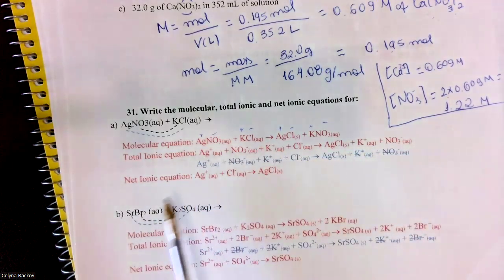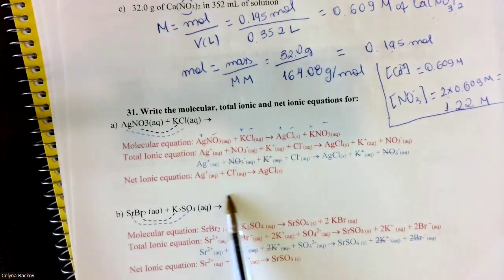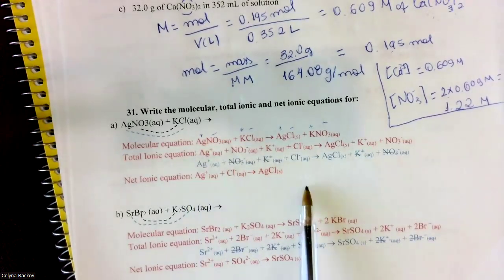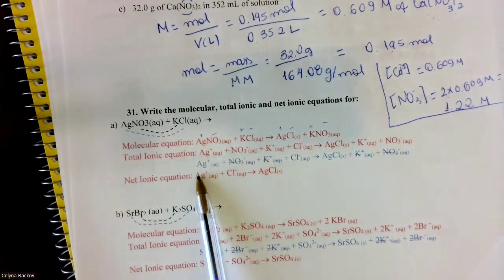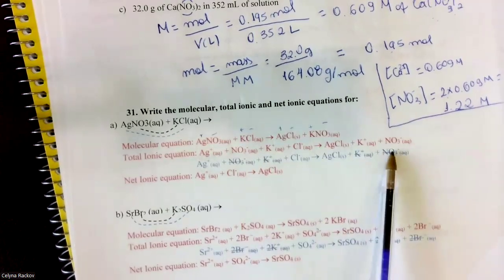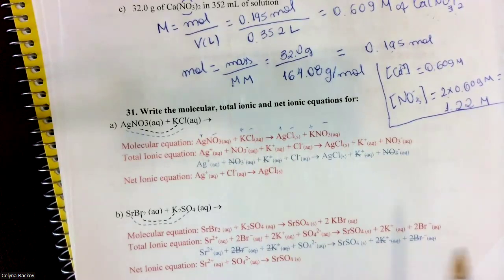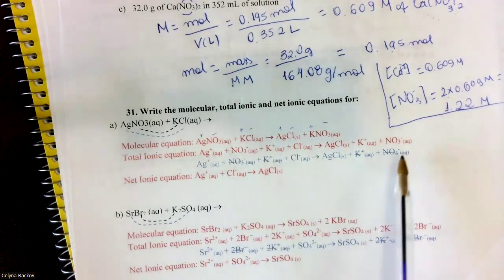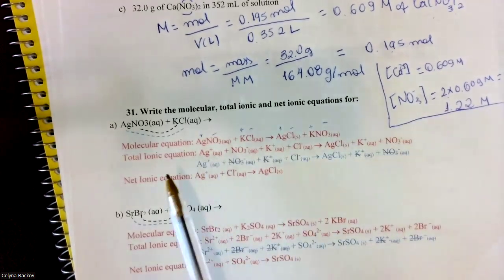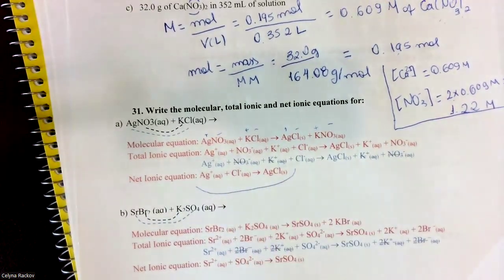So the net ionic equation shows the ones that did not cancel out. We did not cancel out silver, did not cancel out chlorine, right? The ones that we canceled out here, we call them spectator ions because they are only watching, they are not reacting. That's why they did not change. But silver and chlorine did change. So this step here really shows the reaction happening.